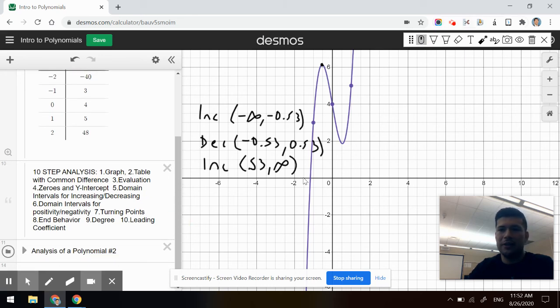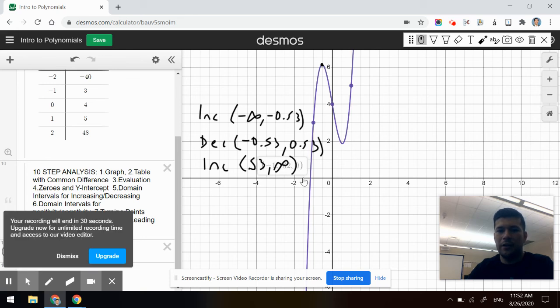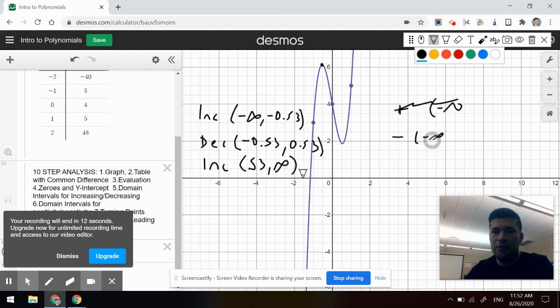Domain intervals that are positive or negative. For this, we're going to look at right here, this 0, which is at -1.1. The function is negative from -infinity to -1.1, and then the function is positive from -1.1 all the way to infinity.